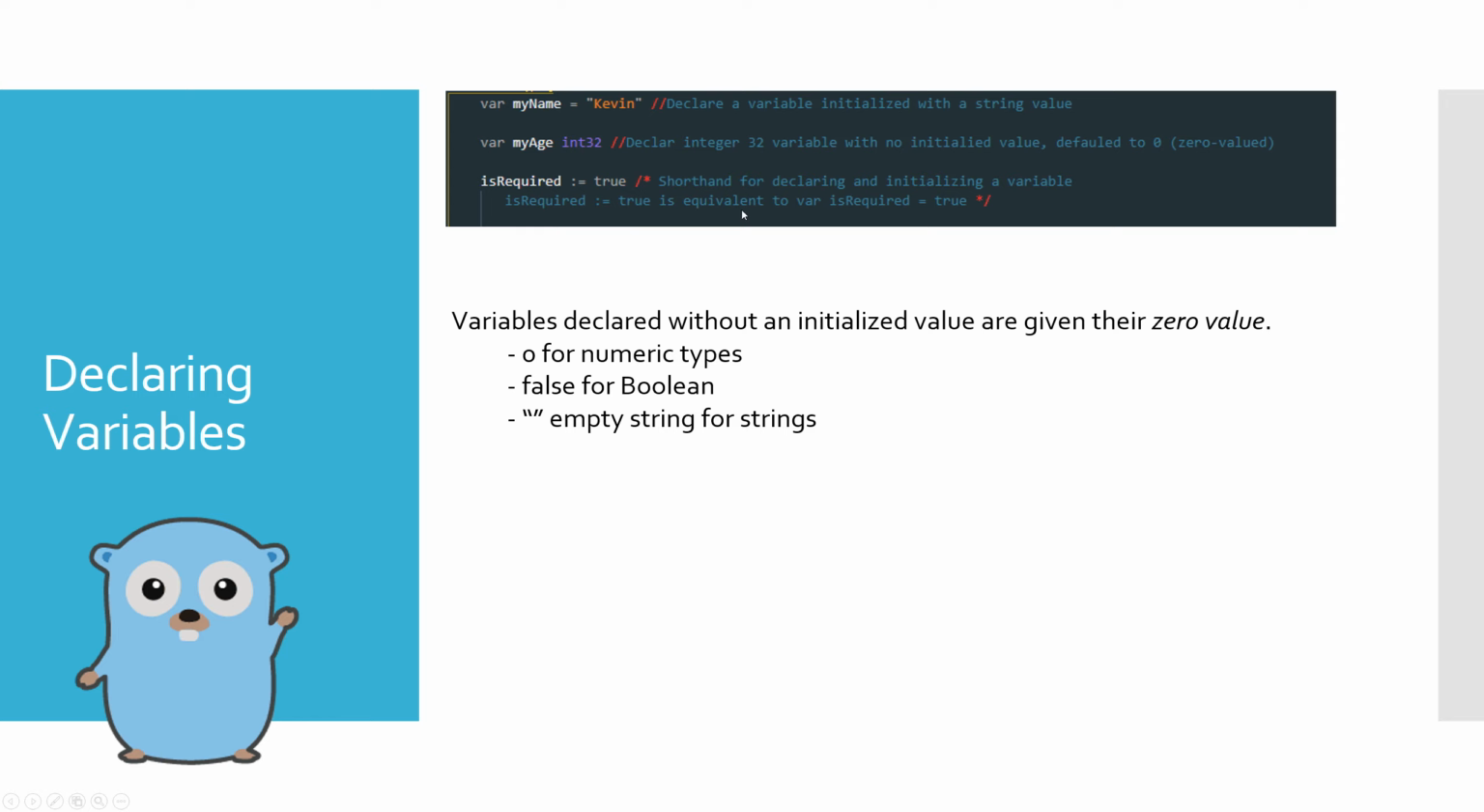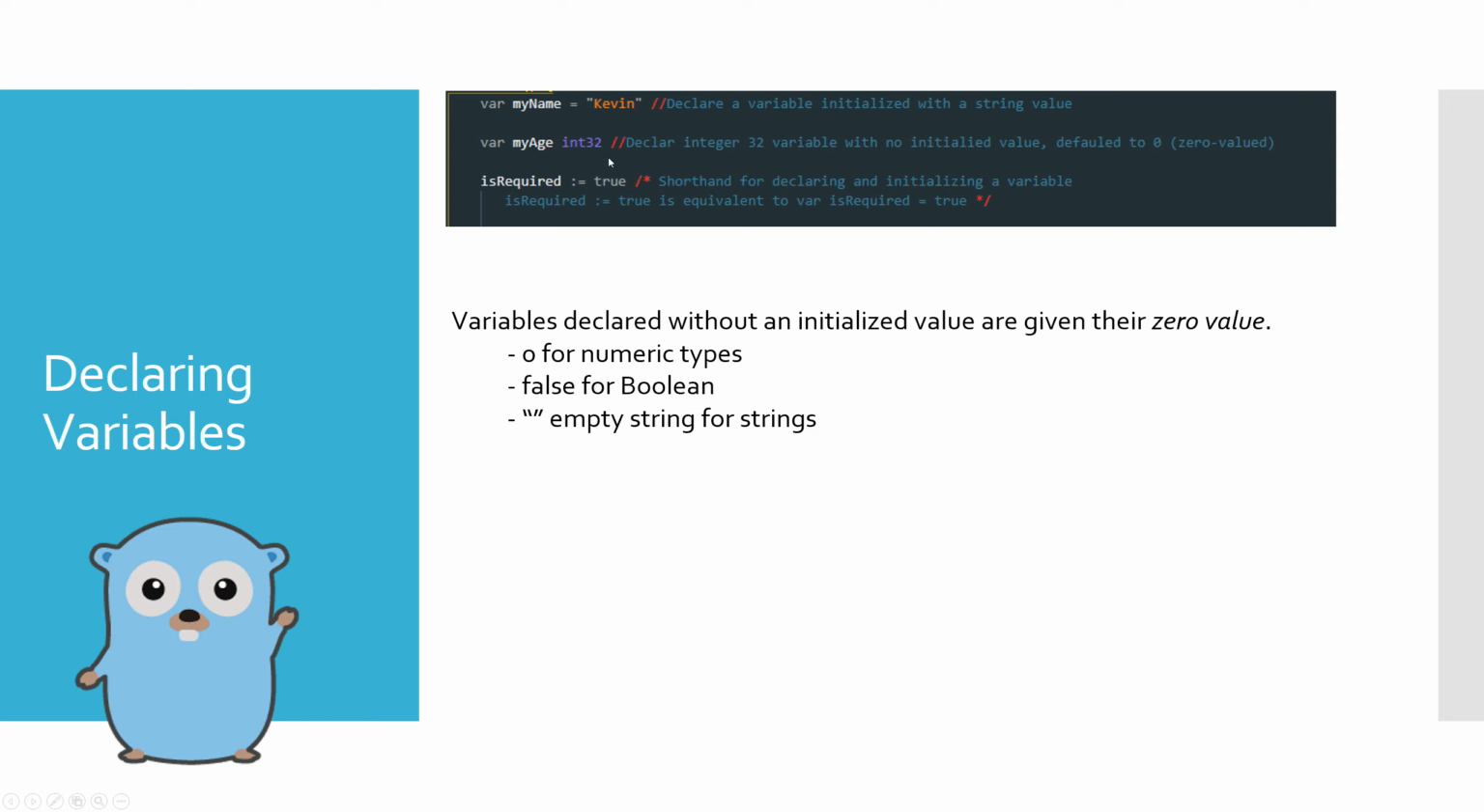So, reiterating what I just said, three ways to declare a variable in Go. First being declaring a variable and initializing it. Var myName = "Kevin". Now, you may have noticed that I did not specify explicitly that this variable myName is going to be holding a string. And that's because since I initialized the variable with a string value, Go can infer that this variable myName is going to hold a string.